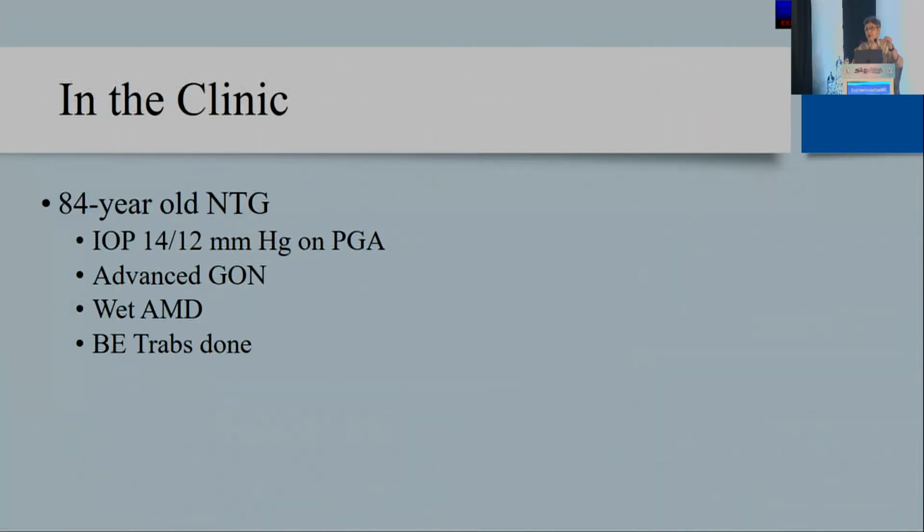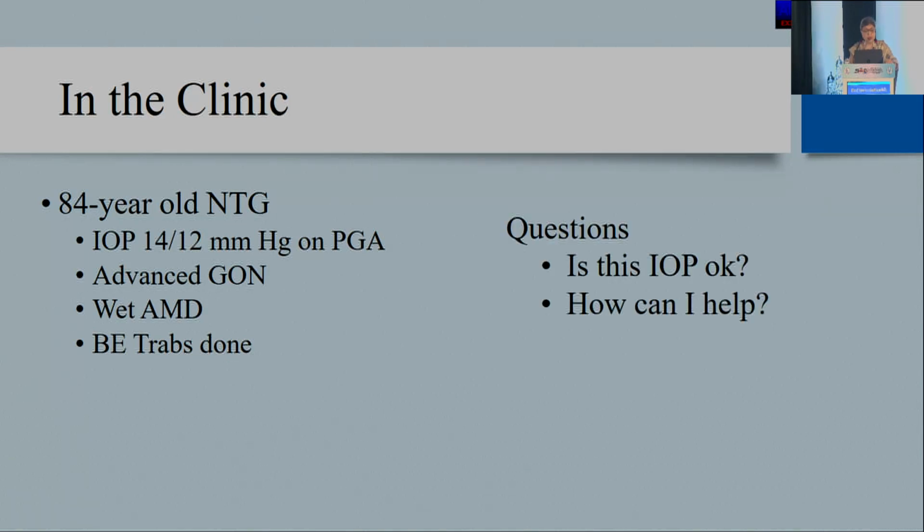So in the clinic, for instance, now you have this 84-year-old with normal tension glaucoma, pressures of 14, advanced glaucomatous optic neuropathy, also wet AMD, and bilateral TRABs done. So when this patient comes to me, what are the two questions? Is this pressure okay for him, and how can I help? So we open the Forum.